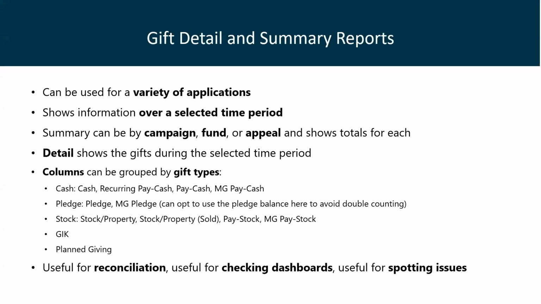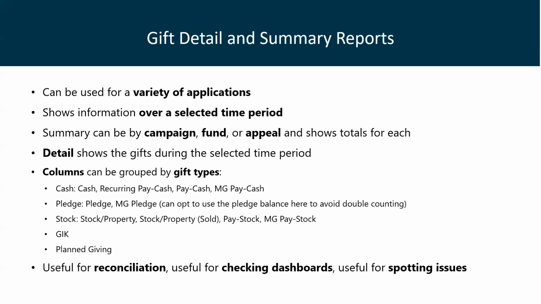So the detail is the actual list of donors with their information. The columns are grouped typically by gift type. A typical way of building that out, and there is flexibility there, is you would have a cash column. In your cash column, you might have cash, recurring pay cash, matching gift pay cash. If you want to separate out your pledge payments, you would pull out the pay cash and the matching gift pay cash into their own column. So for pledges, you can have pledges and matching gift pledges. If you want to, there's an option in the gift type screen to use the pledge balance here.